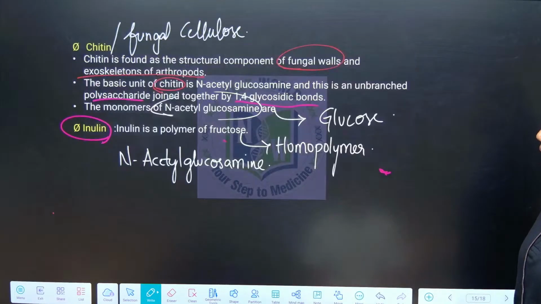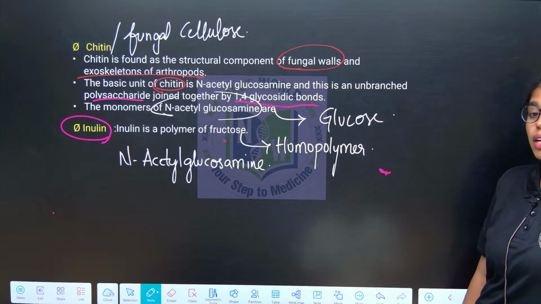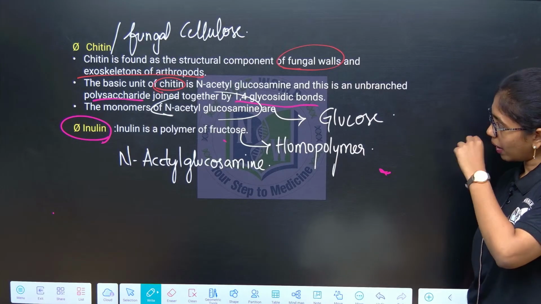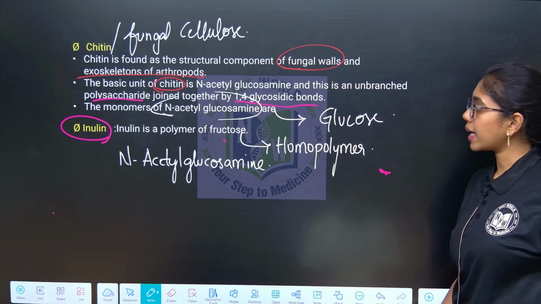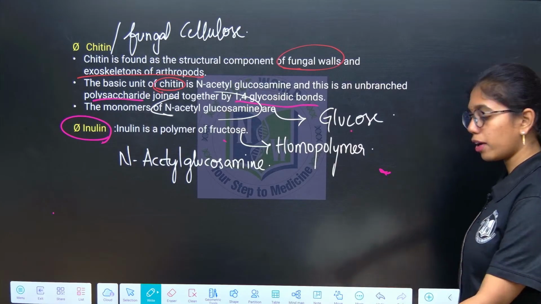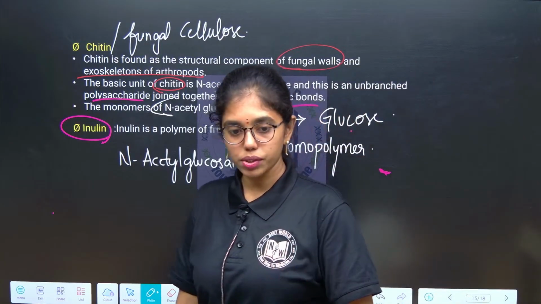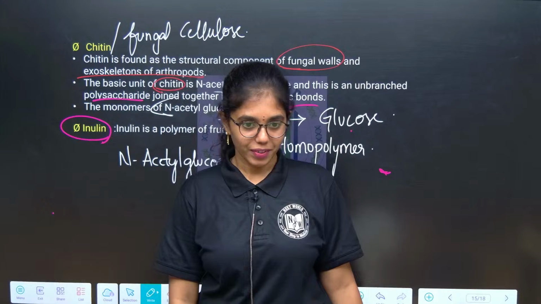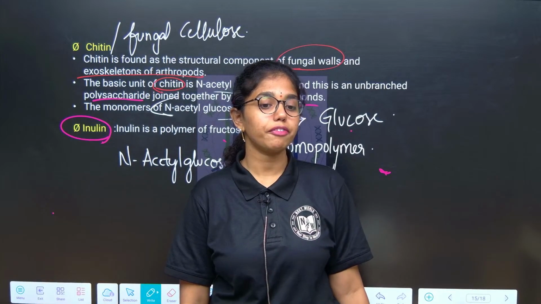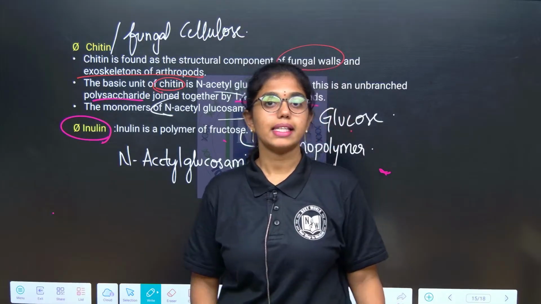Inulin is a polymer of what? Fructose. Chitin is also called as? Fungal cellulose. It is a polysaccharide of what? Glucose units. And in a glycogen chain, at what end do you find reducing sugars? Last question. Right end. Why? Because they have free aldehyde groups. That's all for today's class.